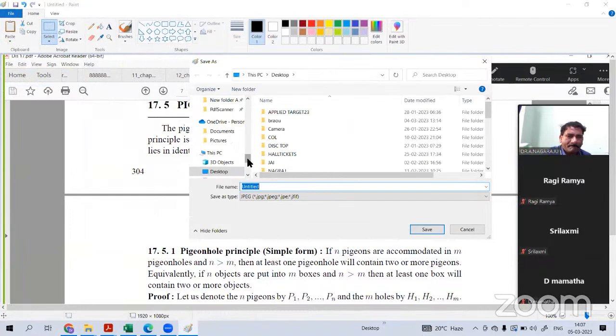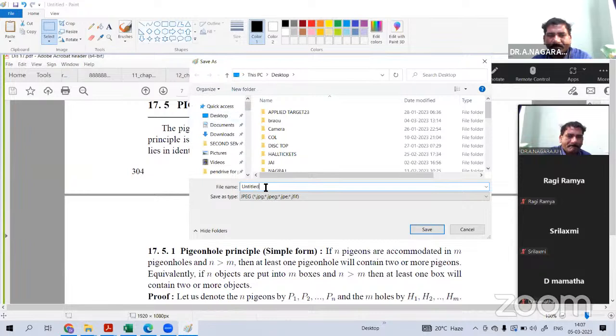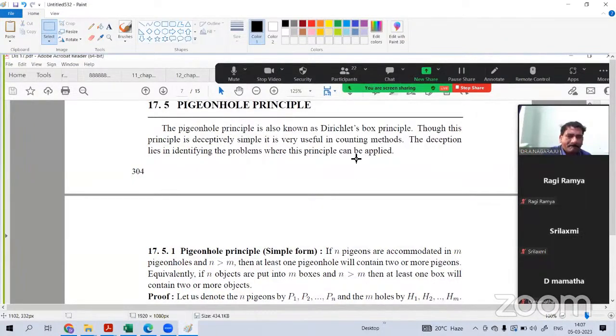Yes. For example, if I take 10 balls, and we keep the 10 balls into the 3 boxes, what happens? Then every box will have more than 2, or at least 3. So at least one box will contain 2 or more objects. Am I right?